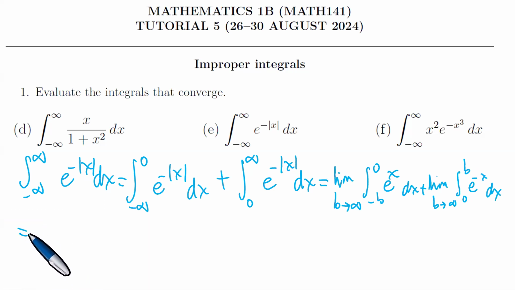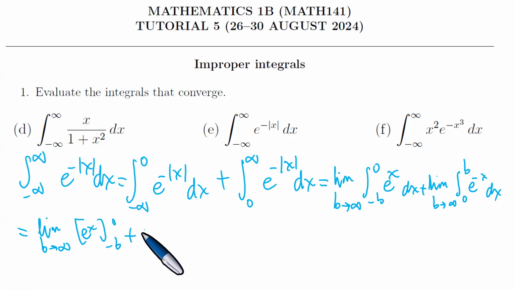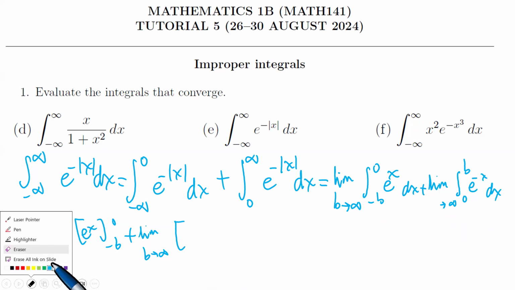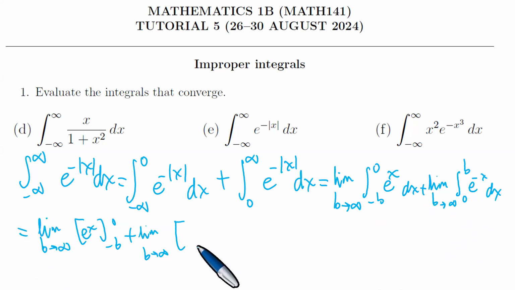And so if you do the integral of this, it is going to be the limit as b approaches infinity, which is minus b to 0, plus the limit as b approaches infinity. Okay, here we use the b, but it makes sense to use a different variable. Doesn't matter, you can still use b, b is popular. Meaning that you have this 0 to b.